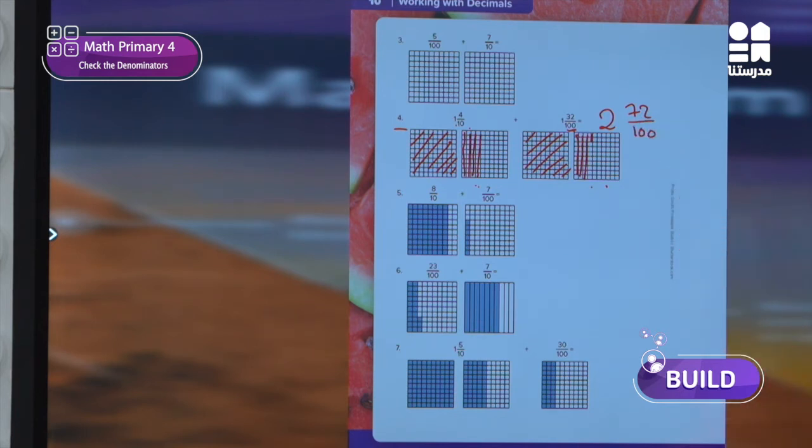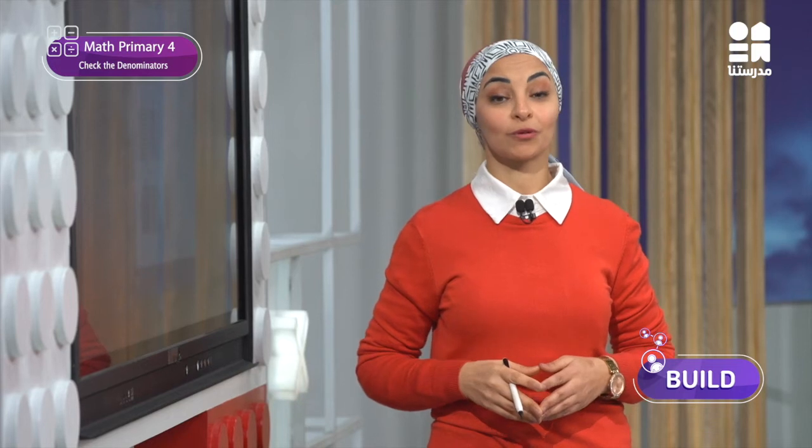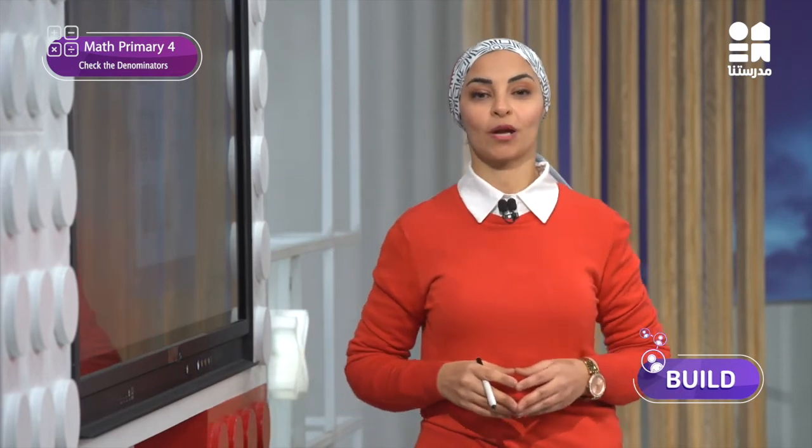Right? Now I'll give you enough time to solve problem number 6 in the same way using the drawn models. Then we will discuss the solution all together when we are back.